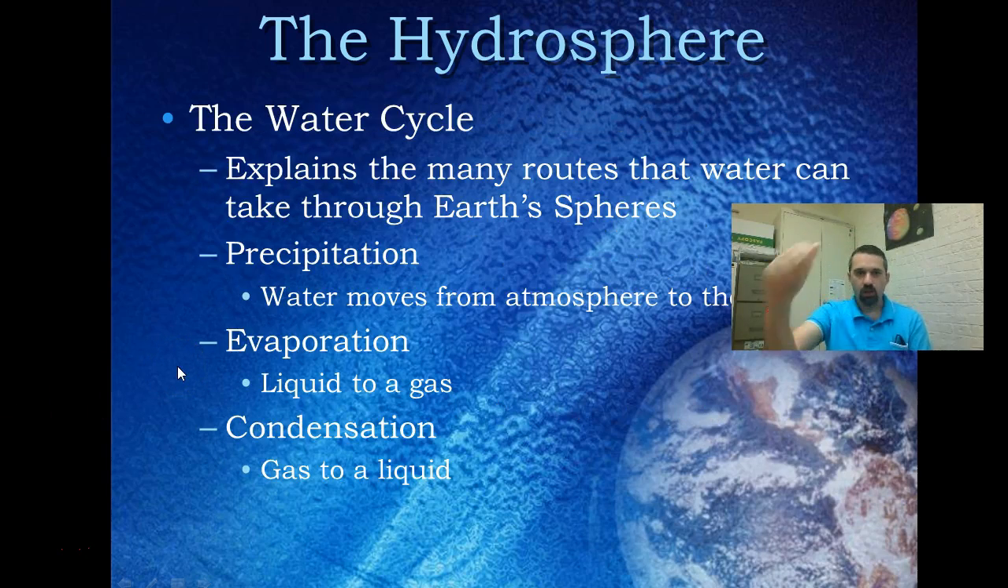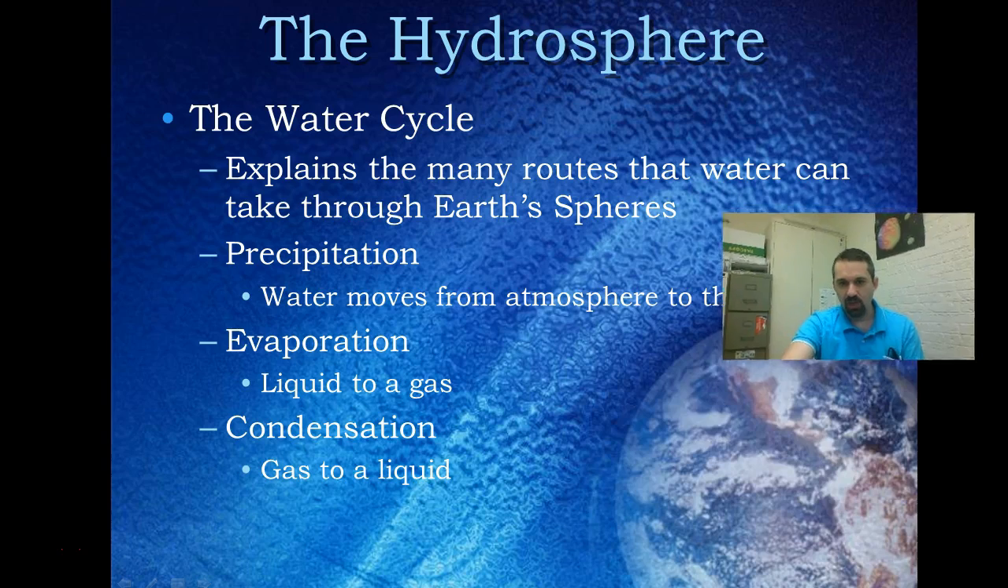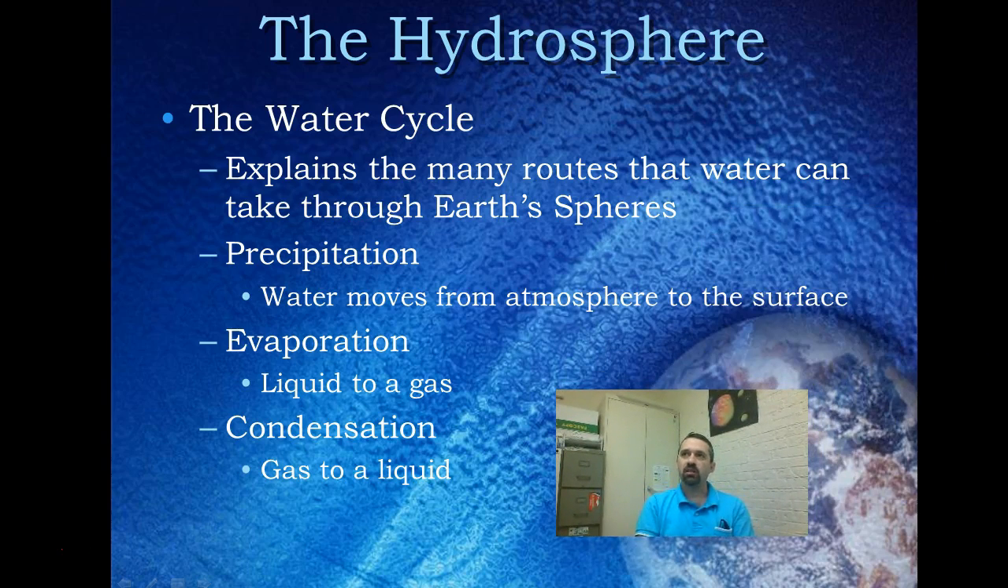Okay, the water cycle. What it does is it explains the many routes that water can take through Earth's spheres, because water moves through all of Earth's spheres. There's precipitation, which is water moving from the atmosphere to the surface, or from the atmosphere to the geosphere. There's evaporation, where water turns from a liquid to a gas, moving from the geosphere to the atmosphere. And then there's condensation, where water turns from a gas to a liquid, which usually happens in the atmosphere, going back to the geosphere. And so it just cycles through that.